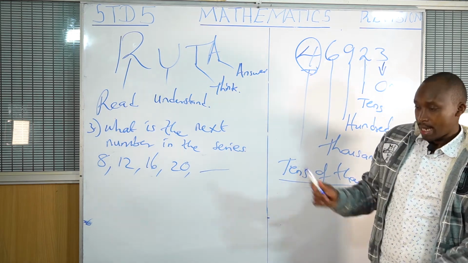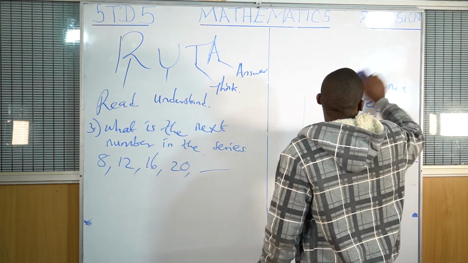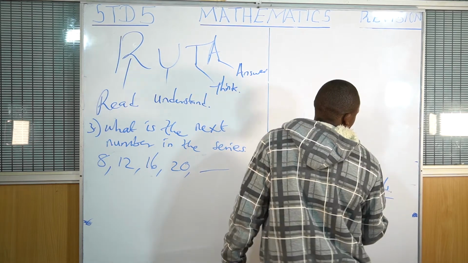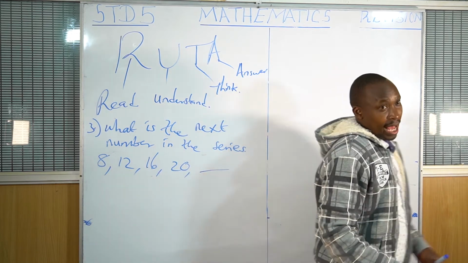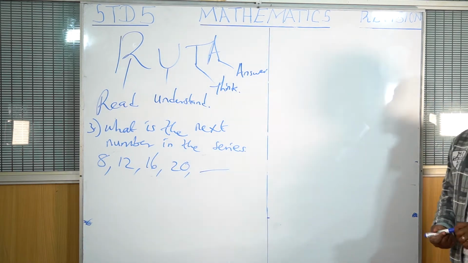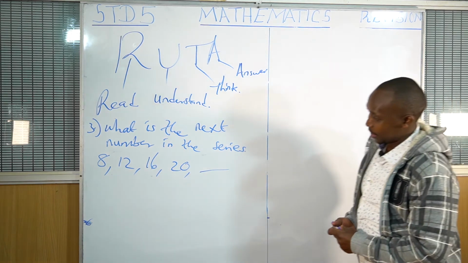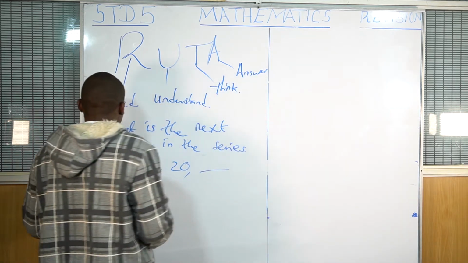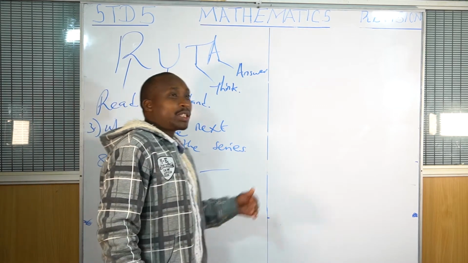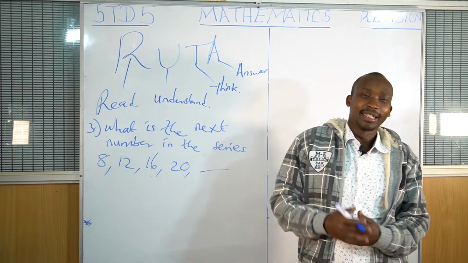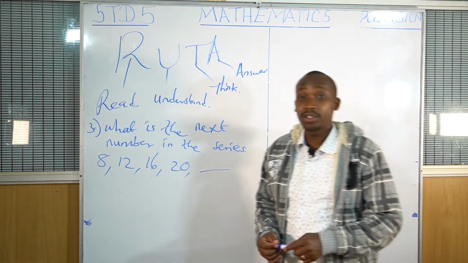Okay, now, as you look at that sum, somebody to tell me what is happening to the numbers. Are they increasing or are they reducing? Yes, very good. They are increasing. From 8 to 12, we have added something. From 12 to 16, we also have added something. From 16 to 20, we have also added something.